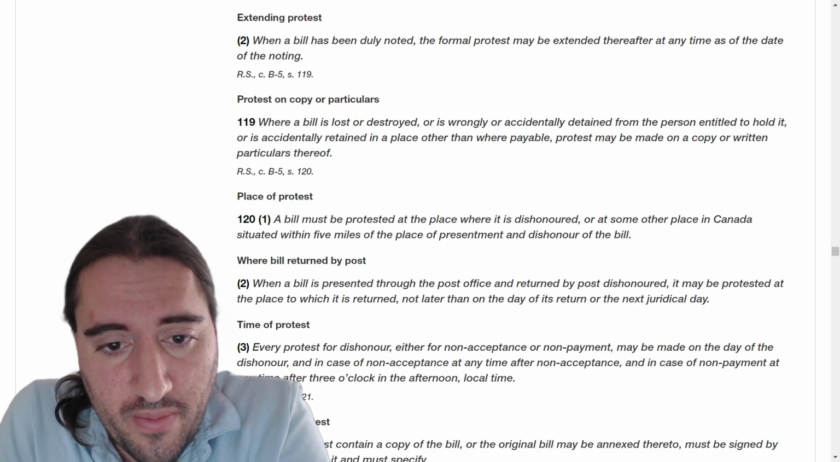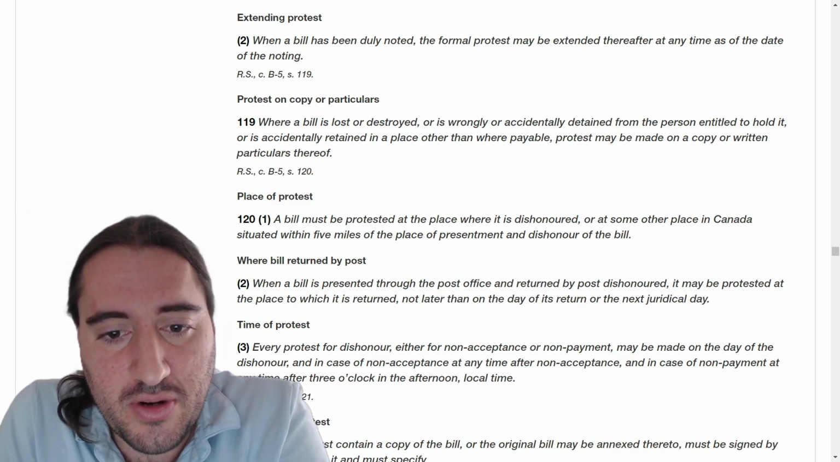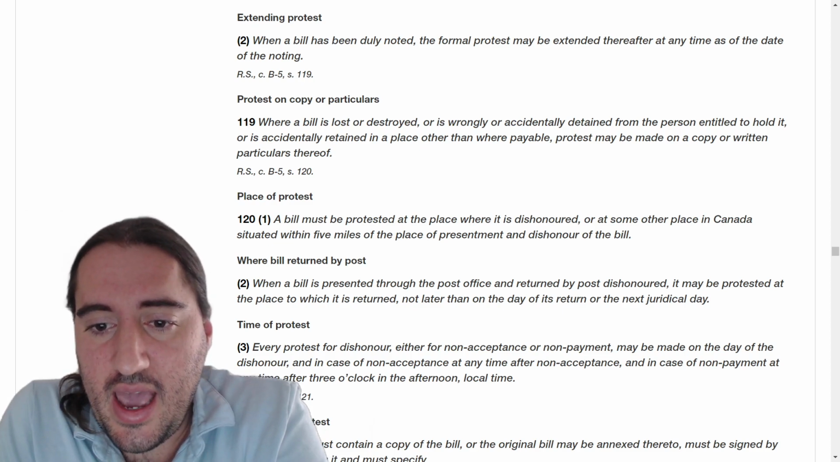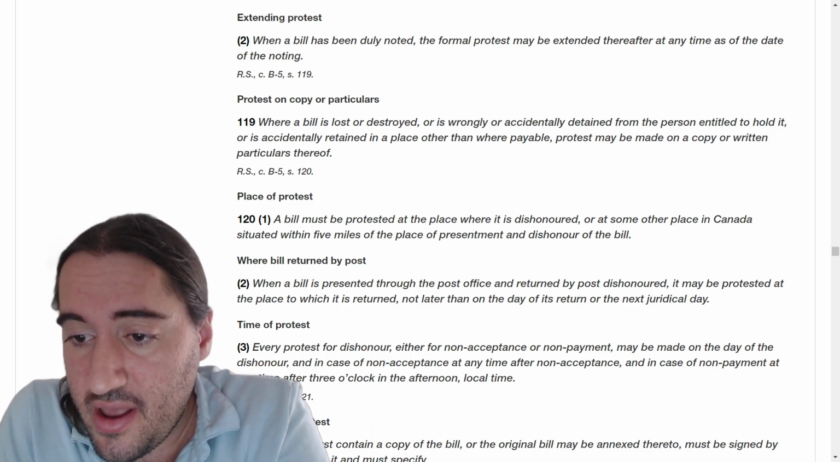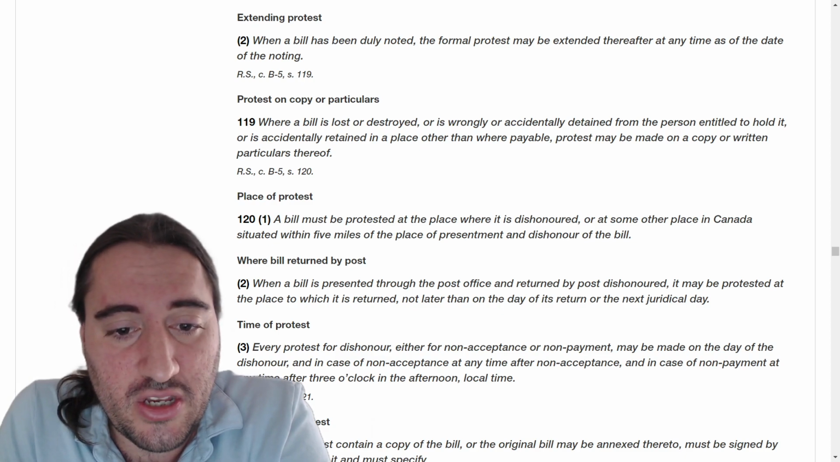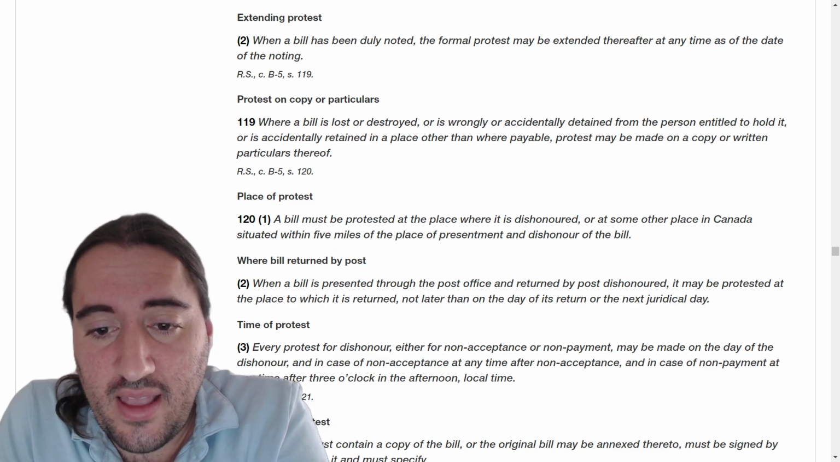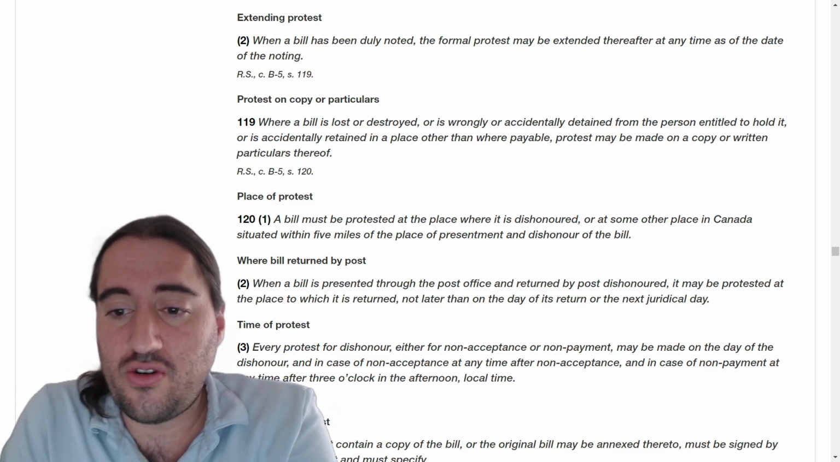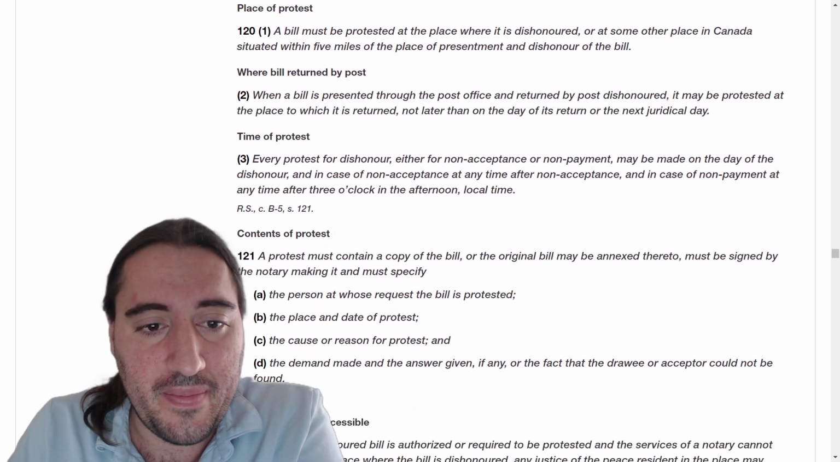Where bill returned by post. When a bill is presented through the post office and returned by post dishonored, it may be protested at the place to which it is returned, not later than on the day of its return or the next juridical day.